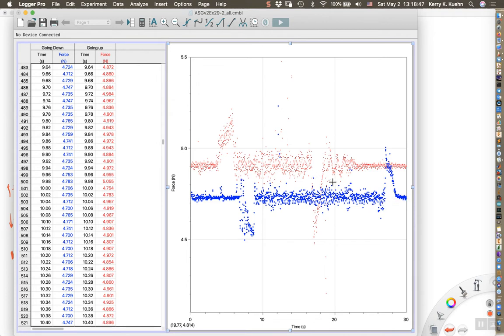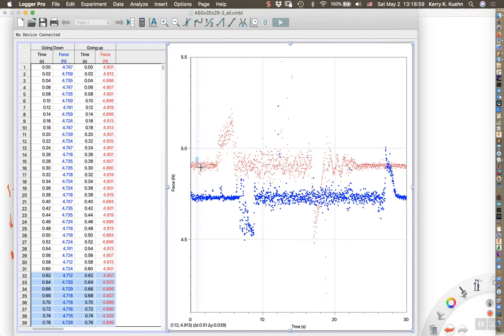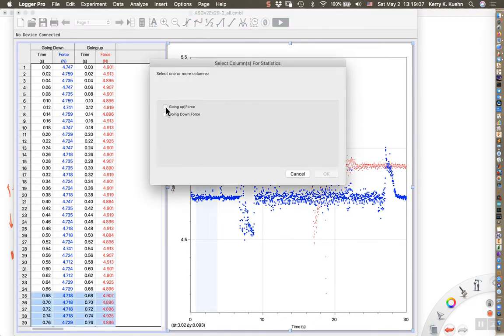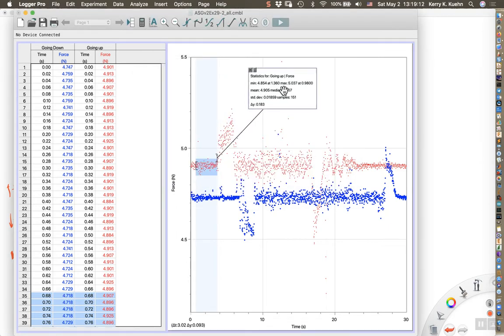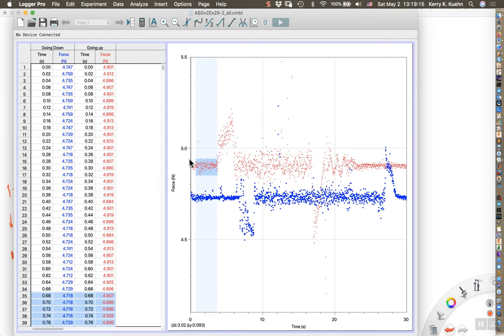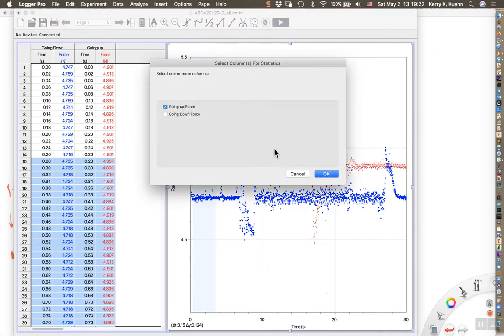Okay, so what I'm going to do is take both data traces, and I'm just going to subtract off the weight of the object, or the tension in the string that corresponds to the weight of the object. So if we look at this right here, once again, I'm going to do a statistical analysis. Let me select this whole data set right there, do statistics. We're going up.